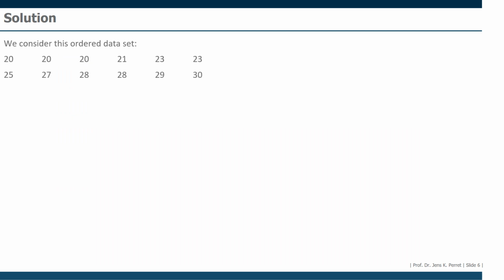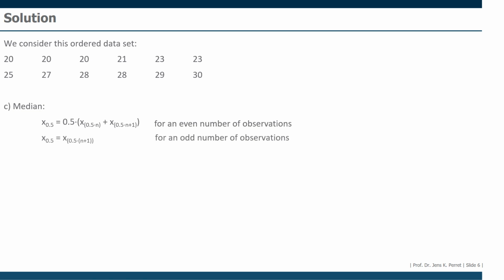For part C, for the median, I'm going to use the ordered data set again. And well, for the median, I know that I have two different possible formulas. Which of those two formulas I'm going to use depends on whether I have an even or an odd number of observations.